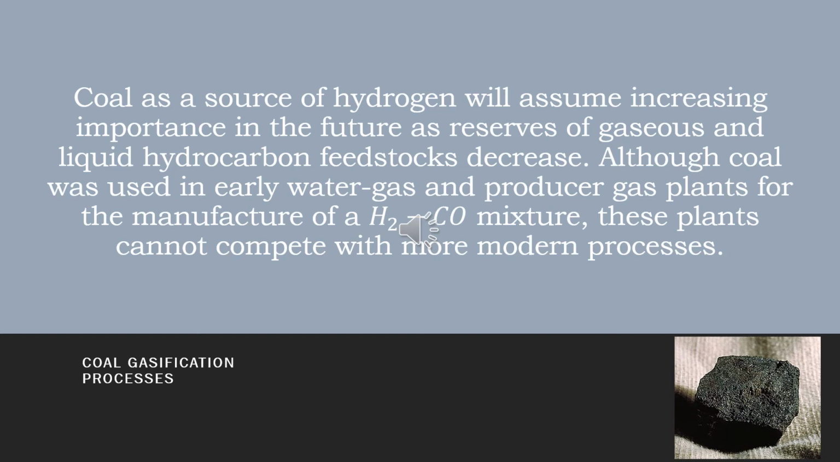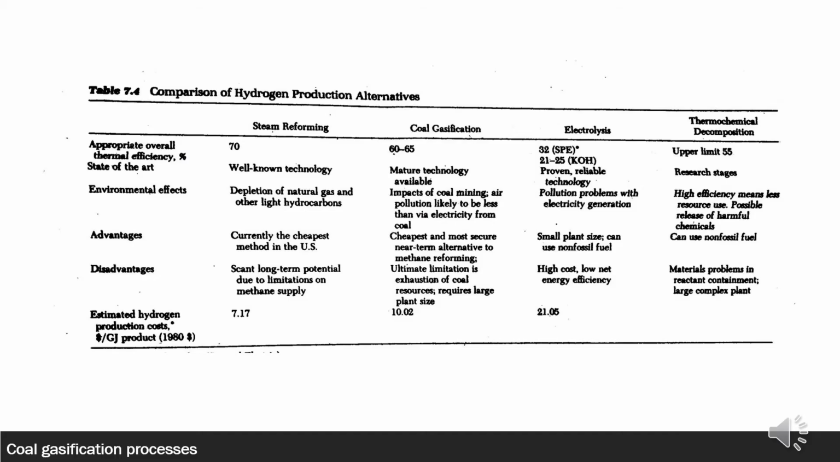In the next slide, we have Table 7.4 that shows a comparison of the four main processes for the production of hydrogen. So as we can see on this slide, we have Table 7.4, the comparison of hydrogen production alternatives. This is also the comparison of the four main processes for the production of hydrogen.